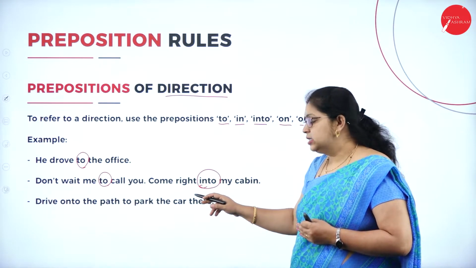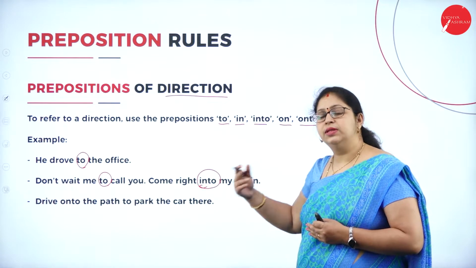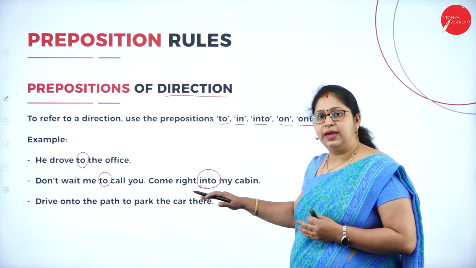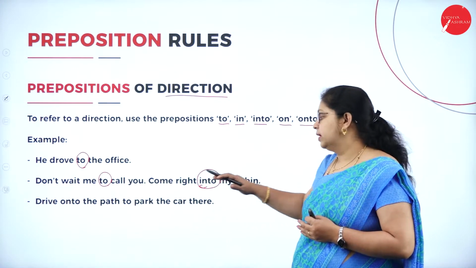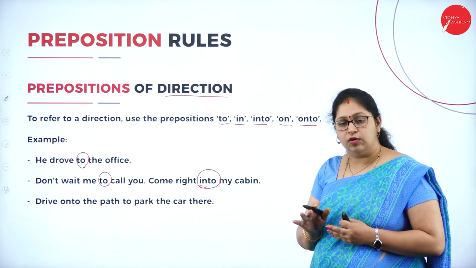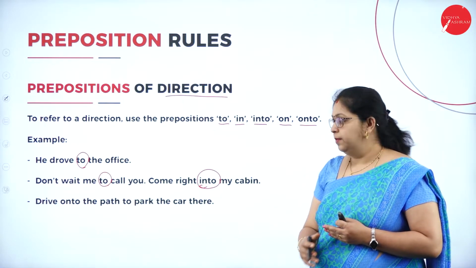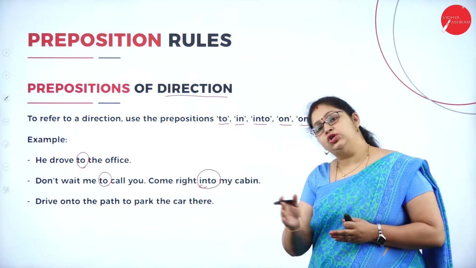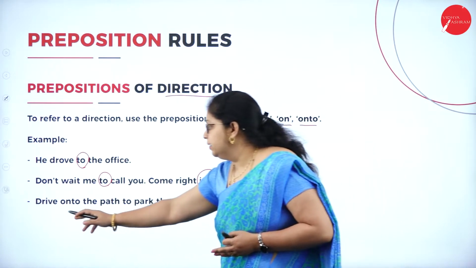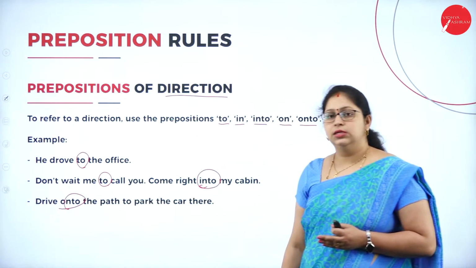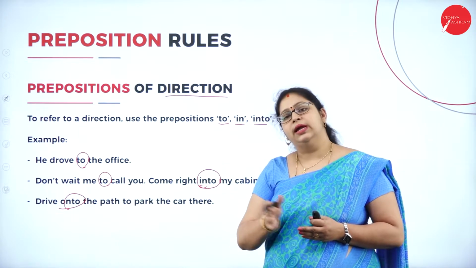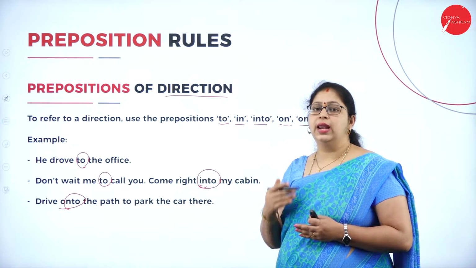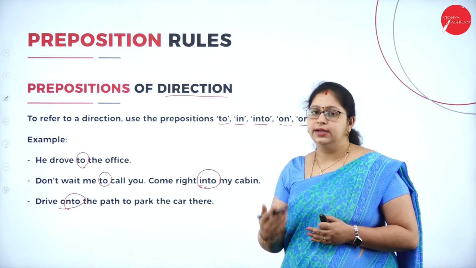Okay. So just imagine if there was no into or some other preposition was used, that would confuse you. But now the message by the person is very clear. Come right into my cabin. Don't wait for my permission or for my call. Drive on to the path to park the car there. So direction, from where should I go to park the car? It is drive on to the path. So drive on the path that will lead to the car parking. These are the prepositions used to tell the direction. They indicate directions.